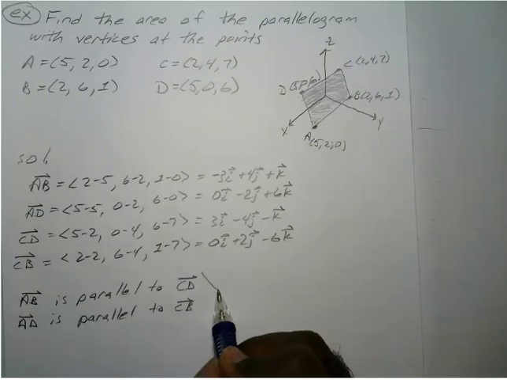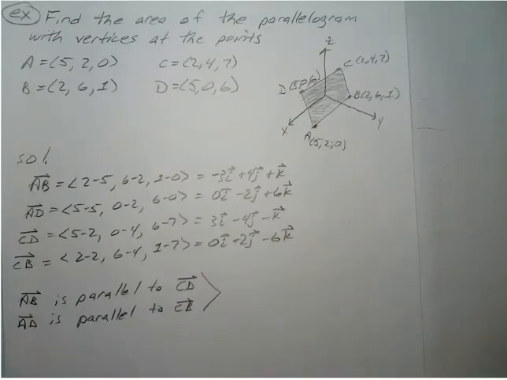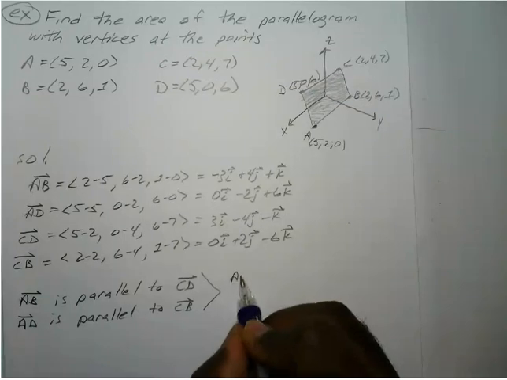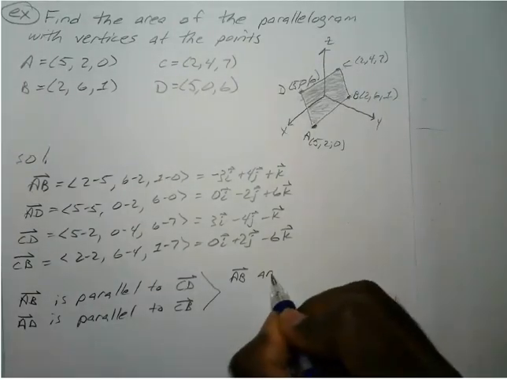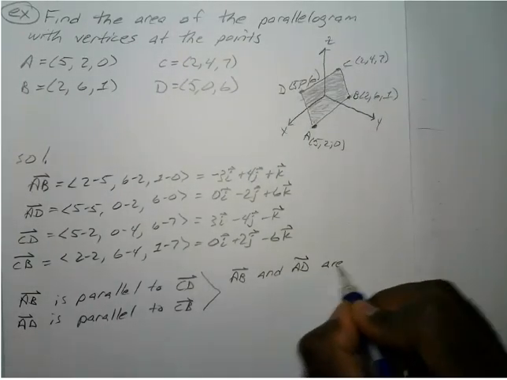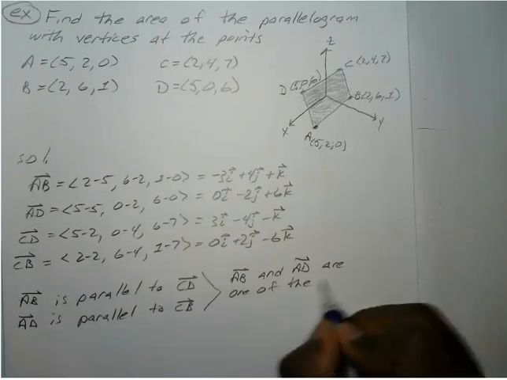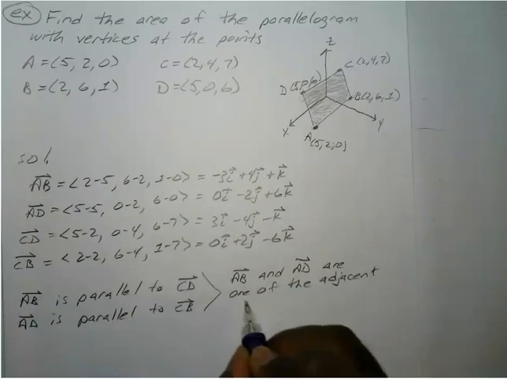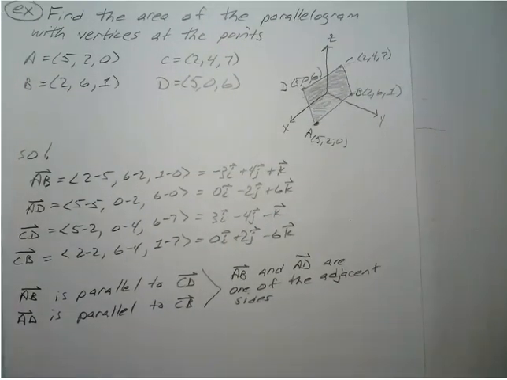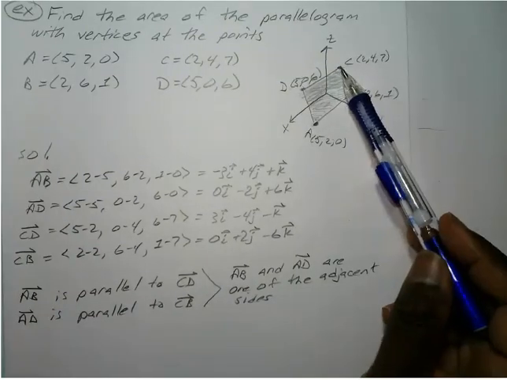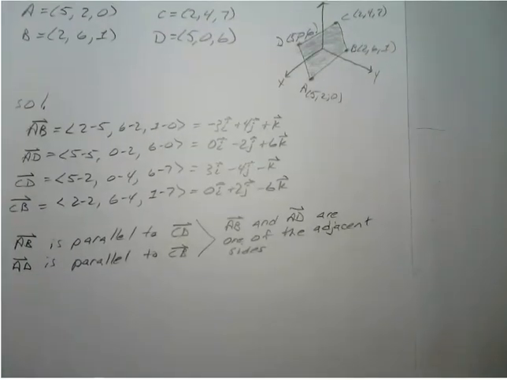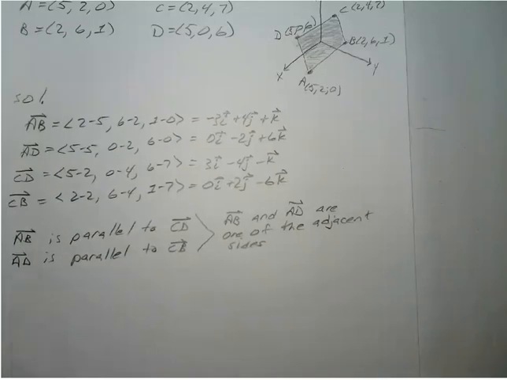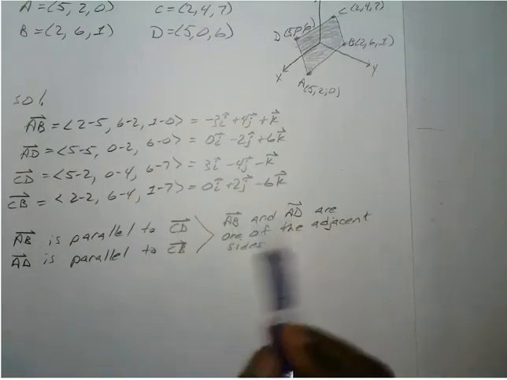But to use the formula we need adjacent sides. Okay, there are multiple adjacent sides, but we're going to pick line segment AB and AD because they're adjacent to each other. You didn't have to pick that one, but that was just the one we picked. You could have picked BC and CD. As long as the sides are adjacent, you're okay. All right, so now we have to find the cross product of these two sides.